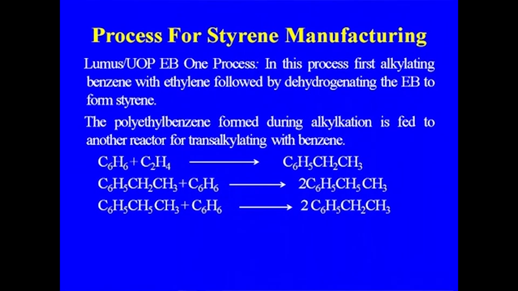So, these are some of the reactions that are taking place in the styrene manufacture. First it will be the ethyl benzene, and some of the higher polyethyl benzene will be converted again to ethyl benzene. So, this is the process that is taking place. Finally, ethyl benzene, that was during the manufacture of the ethyl benzene.